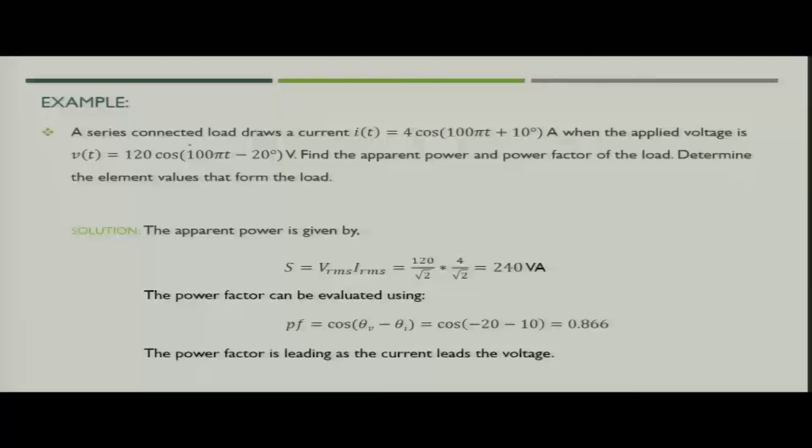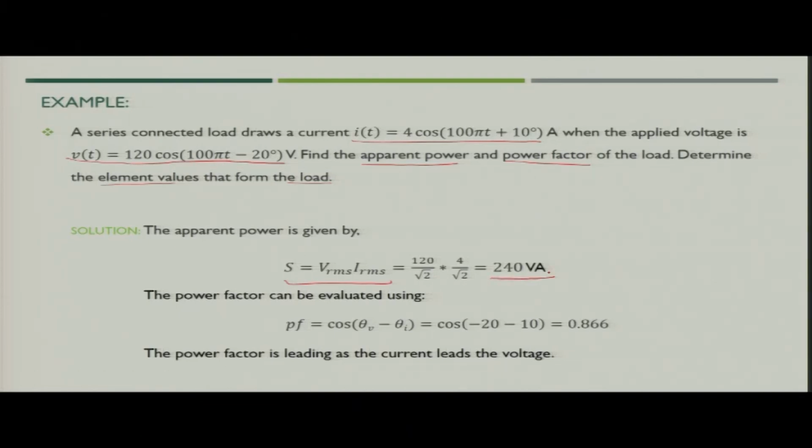Now, let us take one example. Suppose a series connected load draws current given by this expression i(t), when the applied voltage is v(t), that is 120 cos(100πt − 20). Now, we have to find out the apparent power and power factor of the load and determine the value of the element from the load. The apparent power would be Vrms into Irms. Since these both are sinusoidal waveforms, you can simply use the values like Vrms would be Vm by root 2 and Irms would be Im by root 2. Just put the values of Vm and Im and simplify, you will get apparent power as 240 volt ampere.